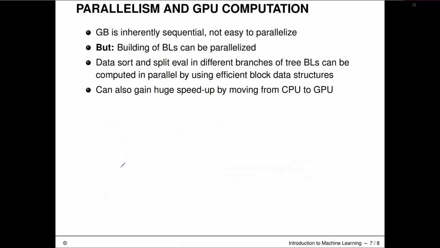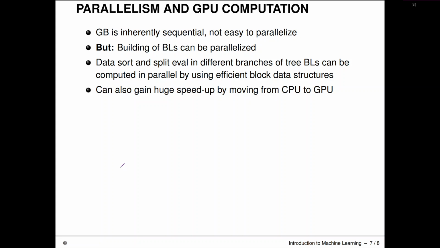I already said XGBoost can also be nicely parallelized. So for gradient boosting, that's actually not very obvious how to do this because the algorithm, unlike the random forest algorithm, is inherently sequential. So it's not really embarrassingly parallel as an algorithm. So it's not super obvious how to parallelize that.